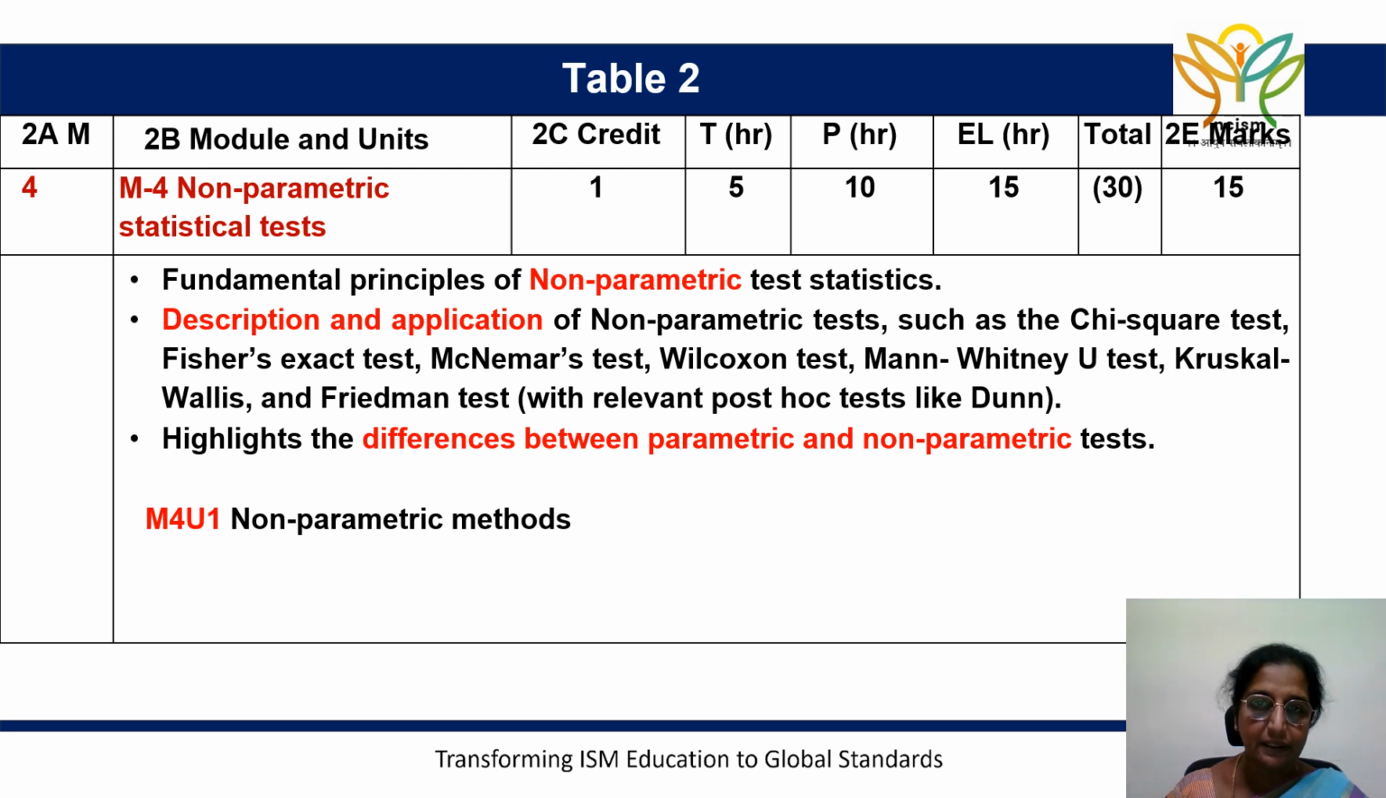It carries 1 credit with 30 notional learning hours and 15 marks assigned for the university examination. At the end of this module, the students must be able to understand the fundamental principles of non-parametric statistical test, must be able to describe and apply non-parametric tests such as chi-square test, Fisher's exact test, McNemar's test, Wilcoxon test, Mann-Whitney test, Kruskal-Wallis and Friedman test with relevant post-hoc tests like Dunn. Must be able to differentiate between parametric and non-parametric tests.